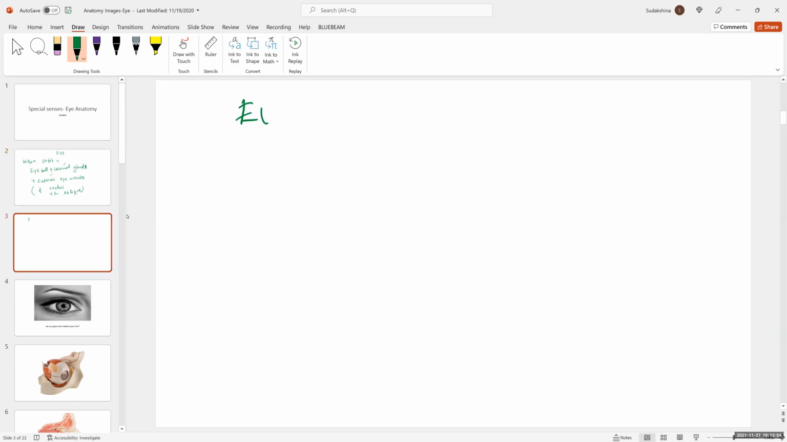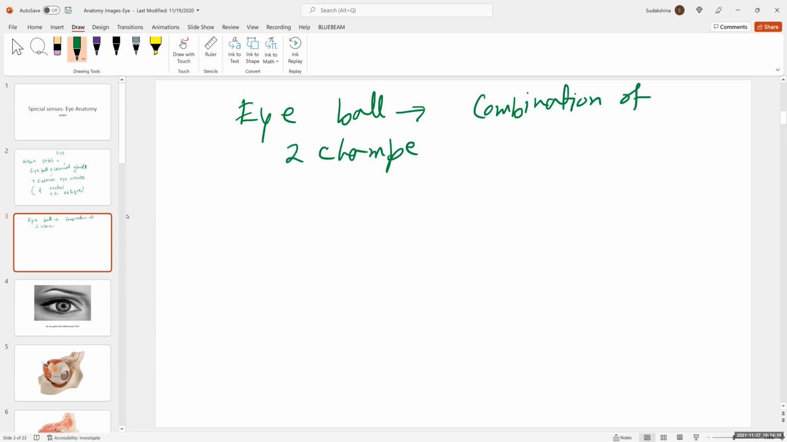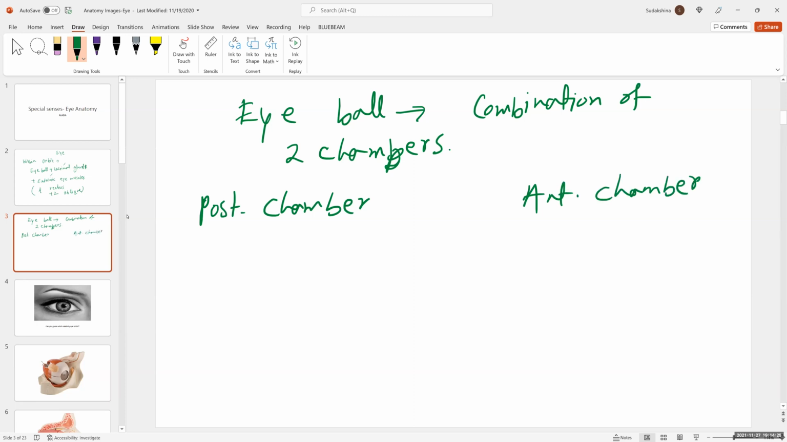When we say eyeball, basically what is the eyeball? The eyeball is a combination of 2 chambers, the posterior chamber and the anterior chamber. Well, it's more complex than that, but that's what we are keeping. Between these 2 lies the lens. Posterior to the lens is the posterior chamber, anterior to the lens is the anterior chamber.